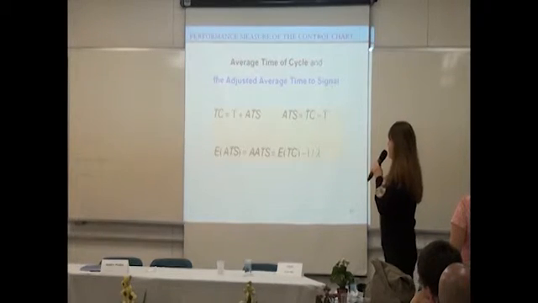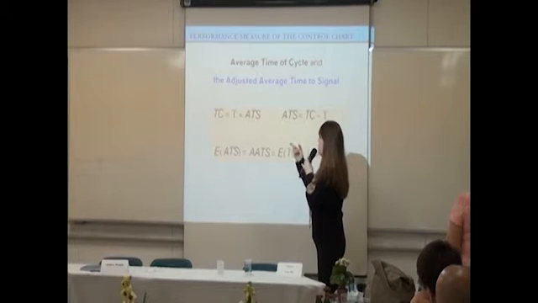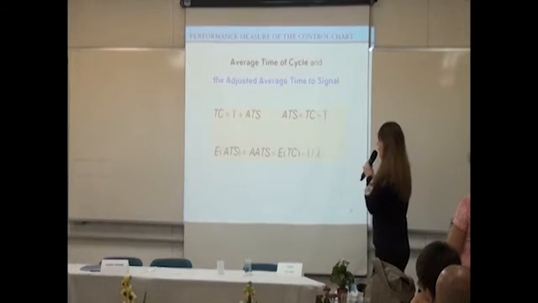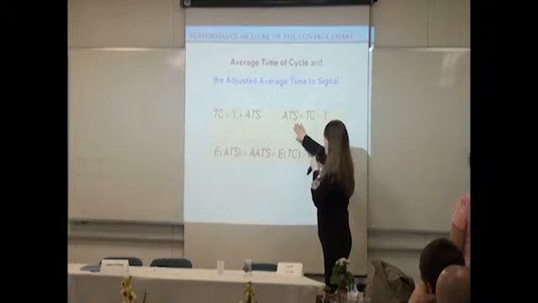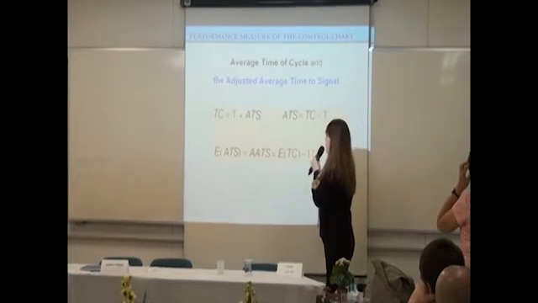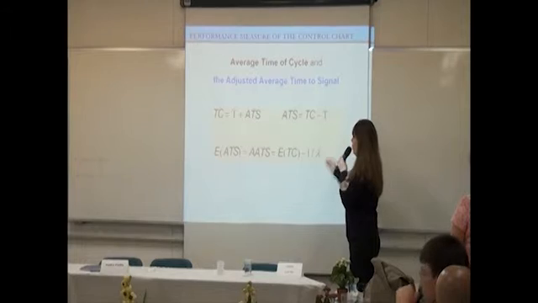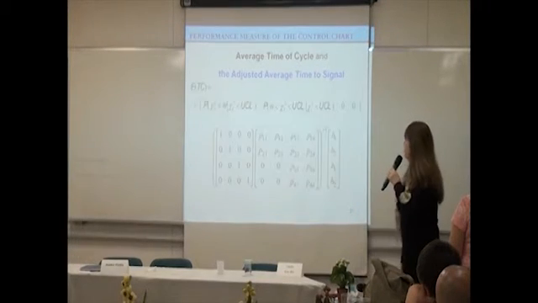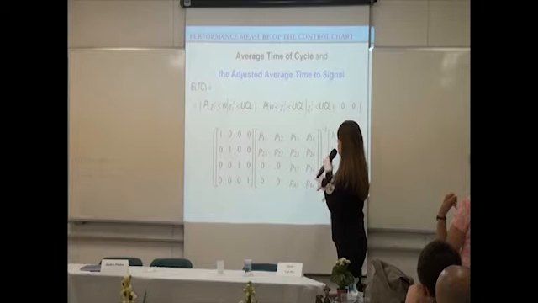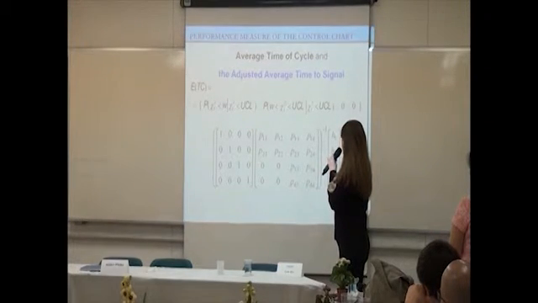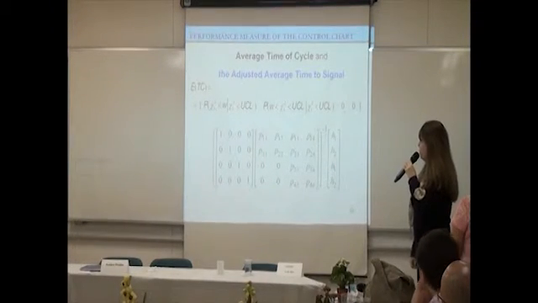So to get the adjusted average time to signal, you consider the average time of cycle, that is the time that the process stays in control, plus the average time to signal. With this, you have the average time to signal, and you take the expected value, so you get the adjusted average time to signal. And we are considering that the time the process stays in control has an exponential distribution. So now this is the expression of the adjusted average time to signal. It's given that way.